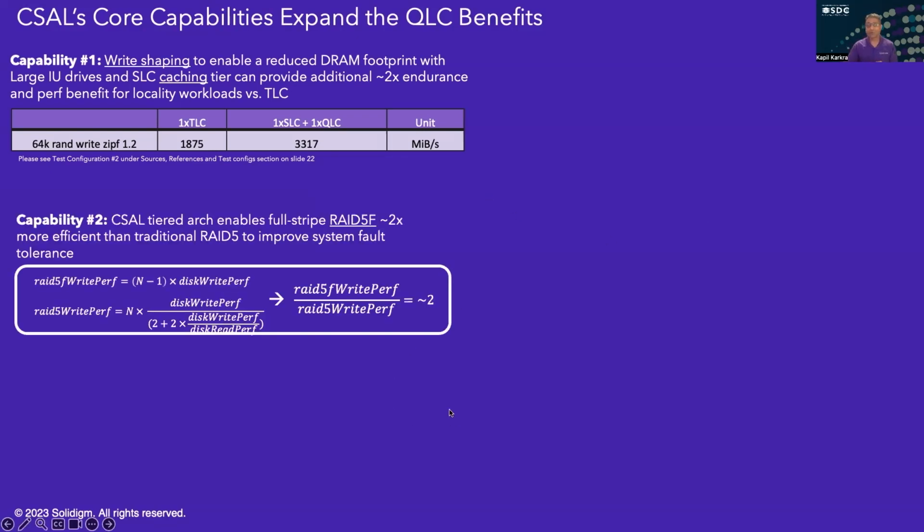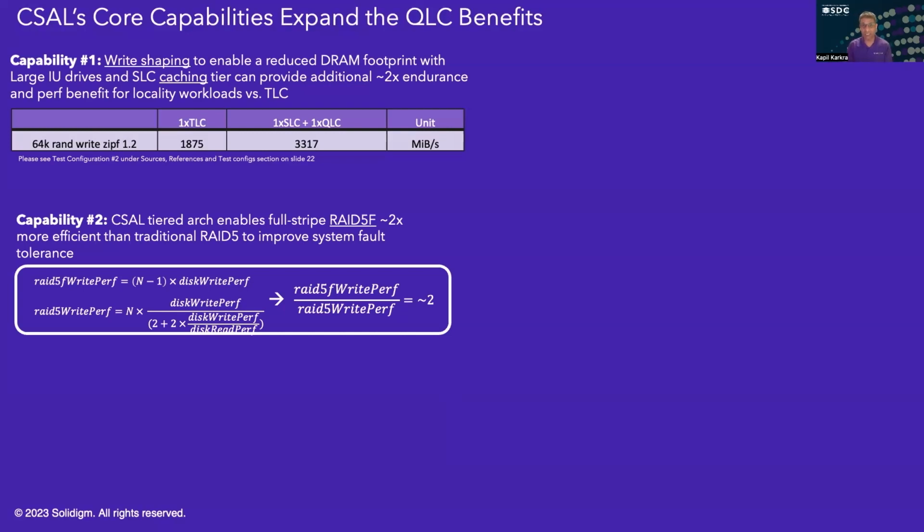The capability number 2 is the RAID 5F, or full stripe RAID 5, capability. So as you guys know, ZNS and FTP both have these configurations that basically make it very hard for an SSD to implement XOR. And so once we drop XOR for those configurations from SSDs, we drop reliability as well. So CSAL picks that reliability back up by implementing RAID. And the RAID 5F that CSAL is implementing is very efficient.